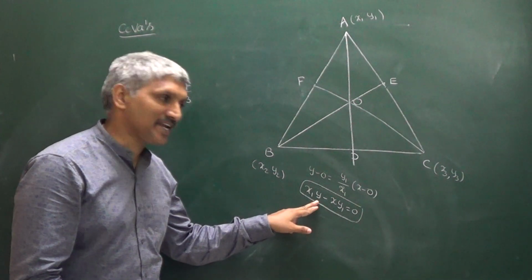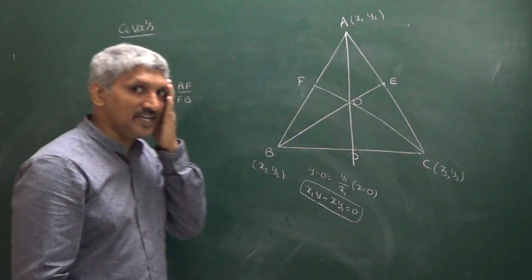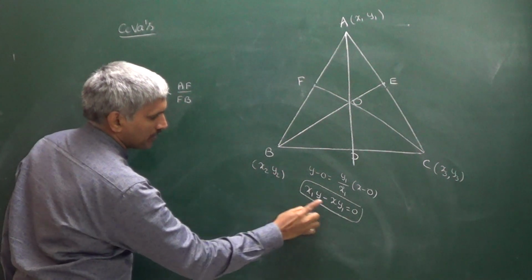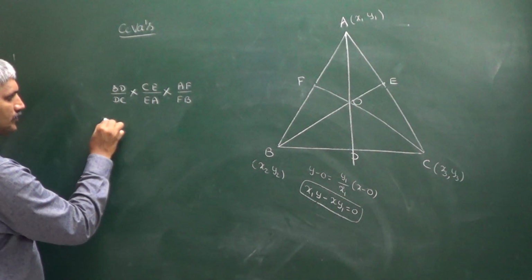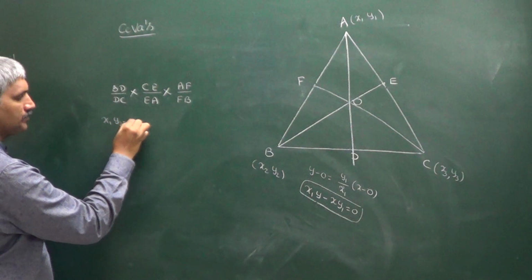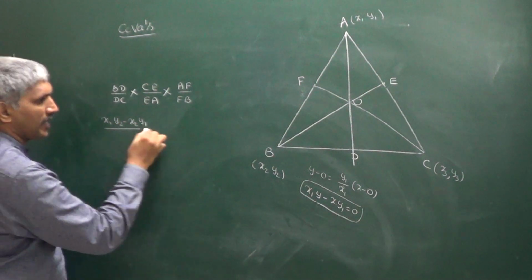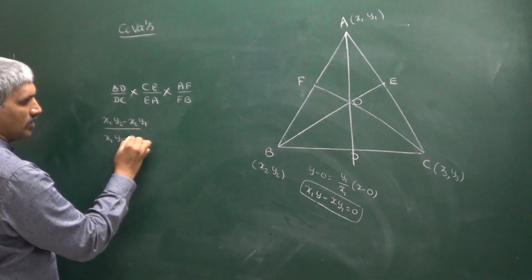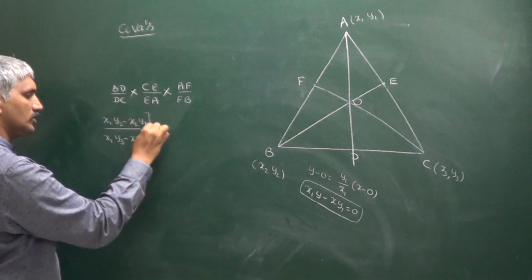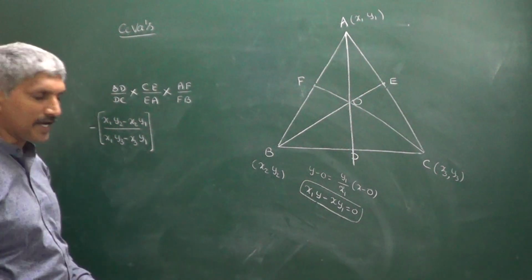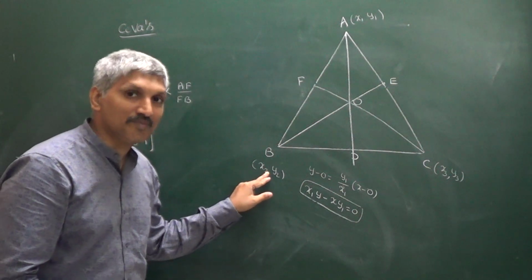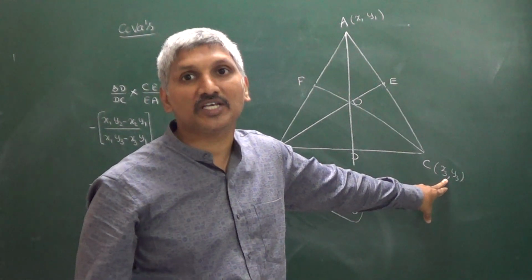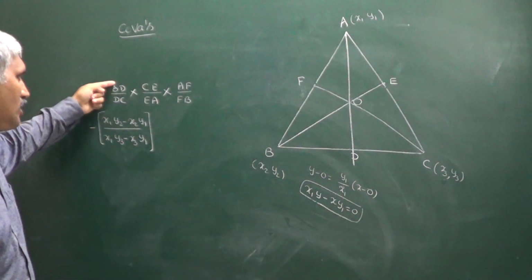L22, minus L22, L33. So observe there. I am writing BD by DC is equal to, in place of y we have to write y2, in place of x we have to write x2. Then what happens? x1 y2 minus x2 y1 divided by, in place of x we write x3, so you will get x1 y3 minus x3 y1. That is the ratio with minus sign. Right? Minus L22 by L33. L33 means in place of x we write x3, in place of y we write y3. So that is the ratio we got, BD by DC.